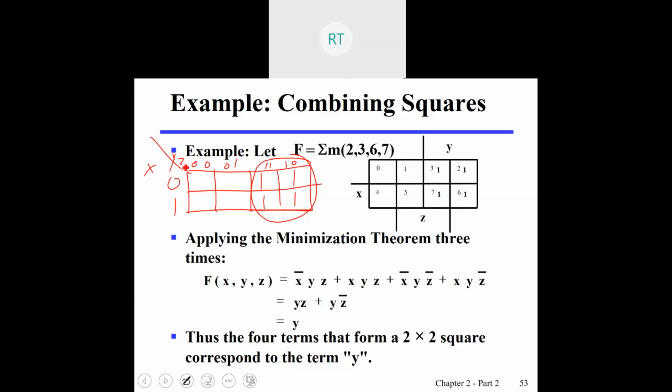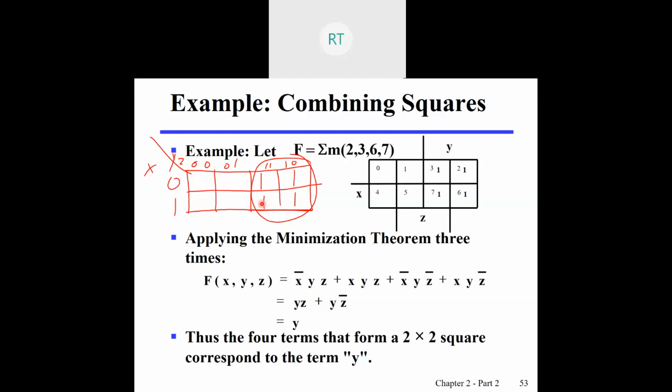Who is helping? I want to check the 3 literals, please. Where is x changing in the 4? Is x changing in the 4? How do you answer this question? X was here a 0, here a 0, but here it became a 1. So x changed. I eliminate x.